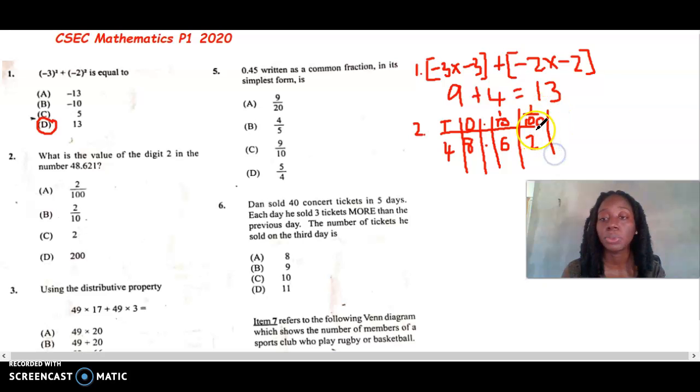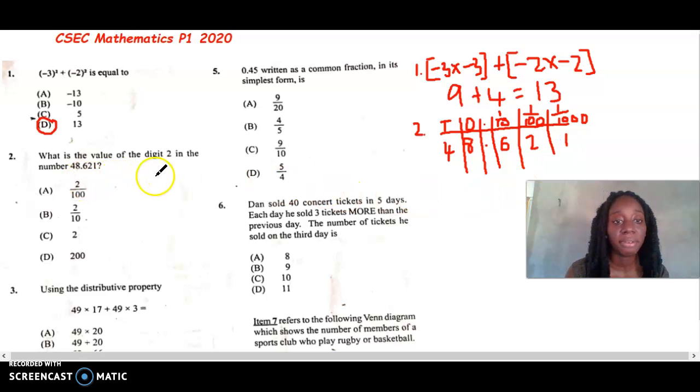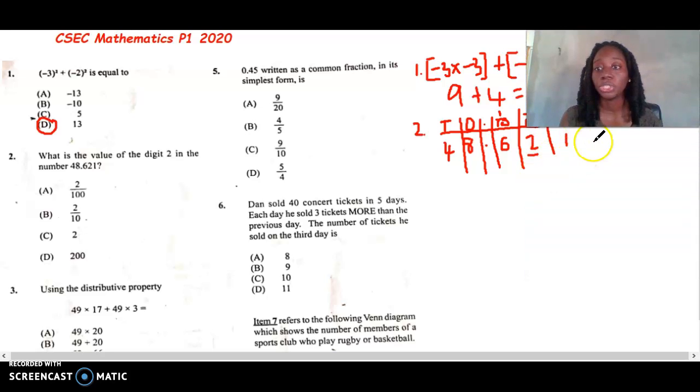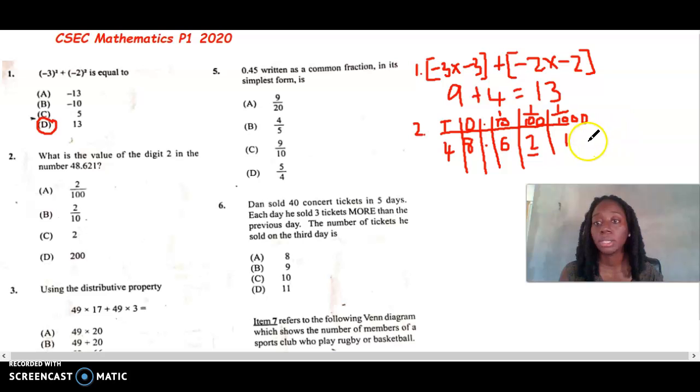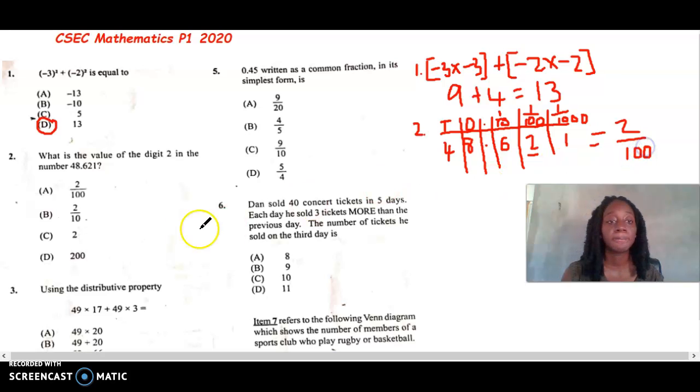Oh, I didn't realize that there is one more column. My apologies. This would be the thousandths column, so the 1 would occupy this column. We want to find the value of the digit 2. The 2 is in the hundredths column, so this is basically 2 hundredths. The answer to this question is simply 2 over 100, which is 2 hundredths. So my answer would be A.